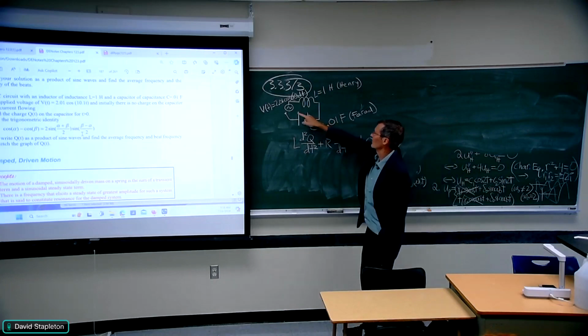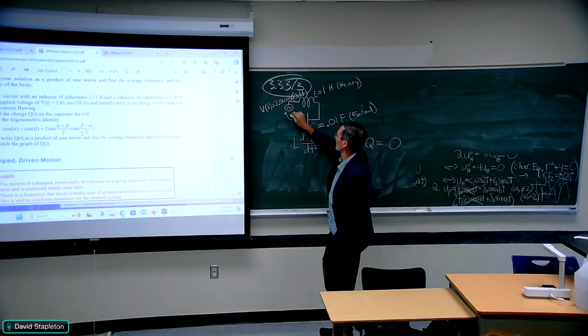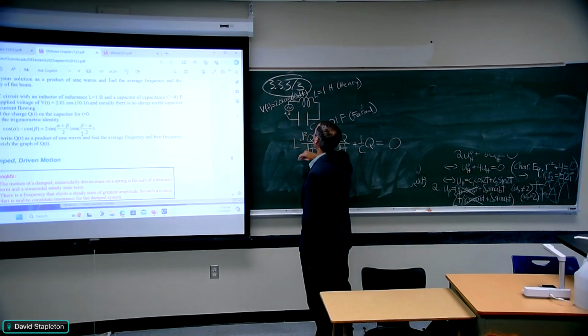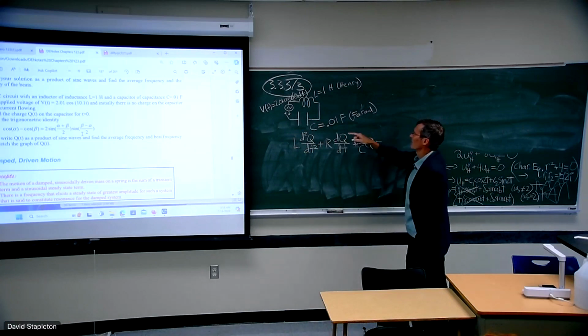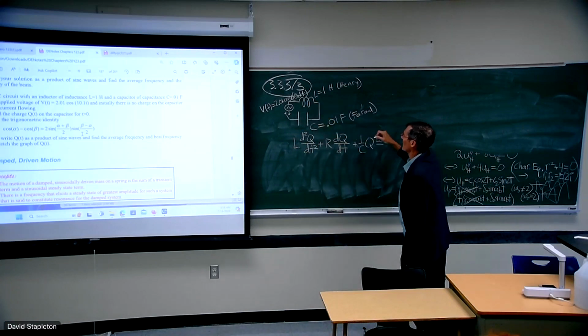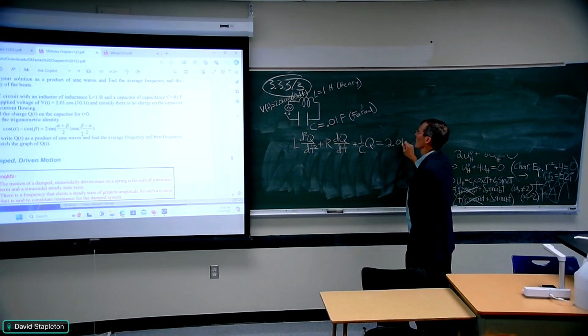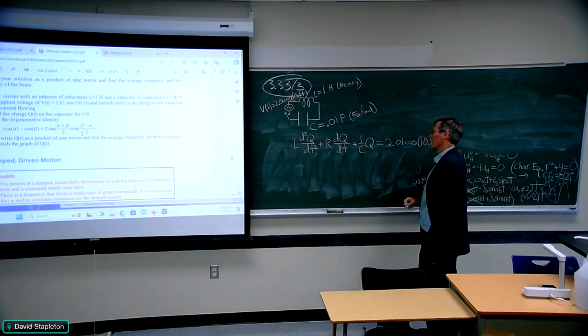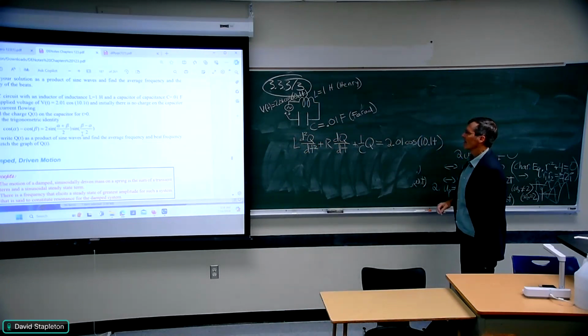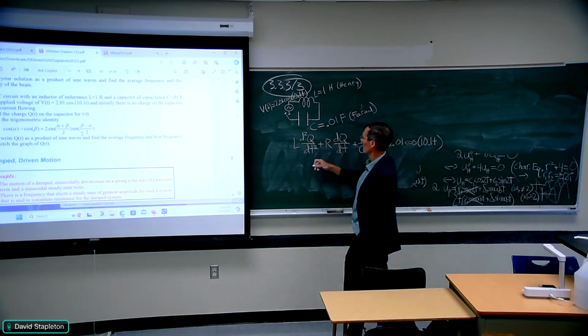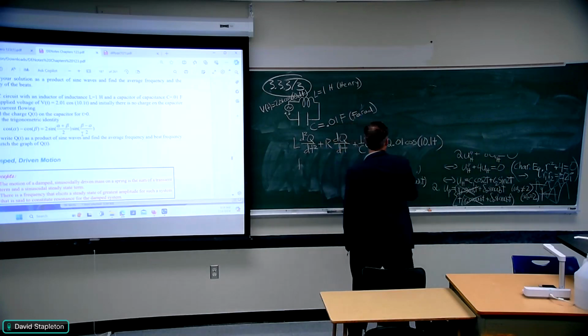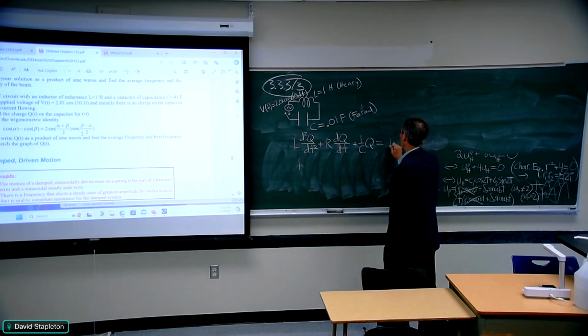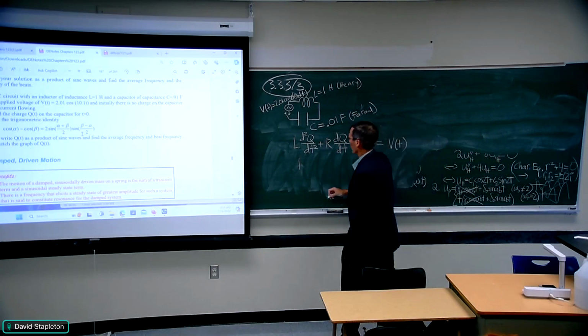Wait a minute, it's not 0 because I'm forcing a voltage right here. When I close the gate, there's going to be a voltage here, so the sum of the voltage drops around these components has to be equal to the impressed voltage, 2.01 cosine 10.1t. There's my differential equation. Let's put in the voltage applied, V of t. And now we'll put in L.